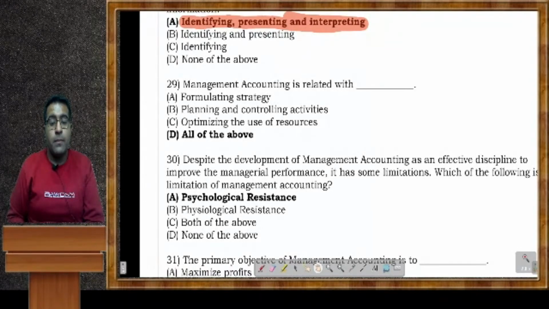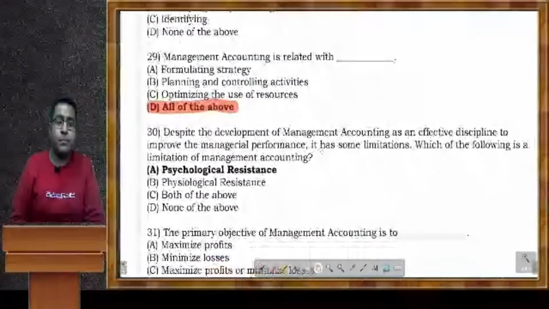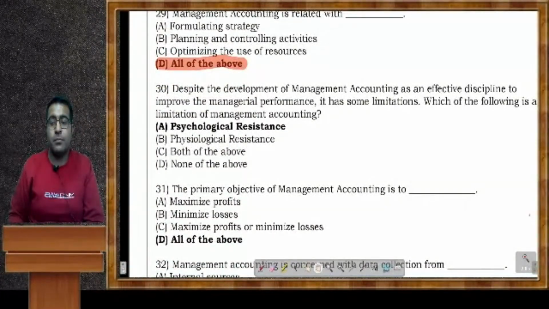Management accounting is related with formulating strategy, right. Planning and controlling activities, right. Optimizing the resources, right. So the answer is all of the above. Next question.